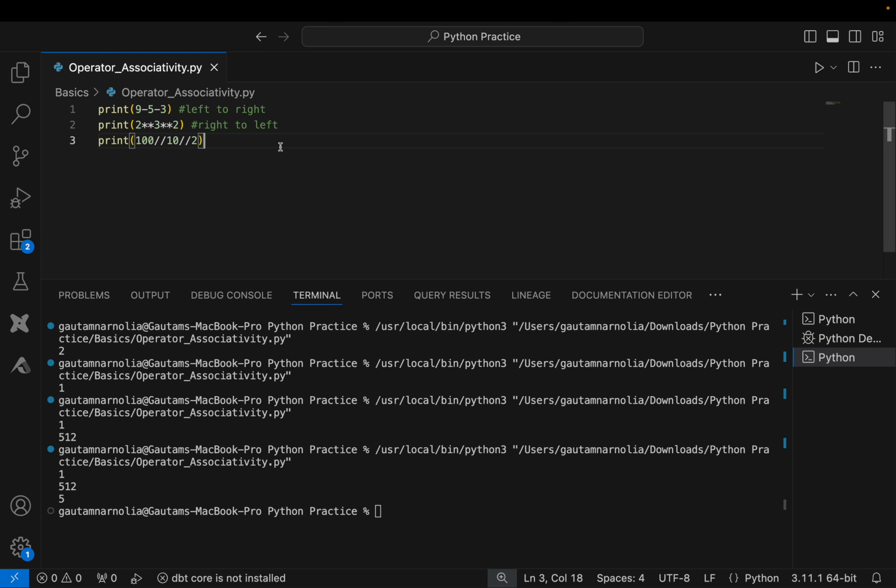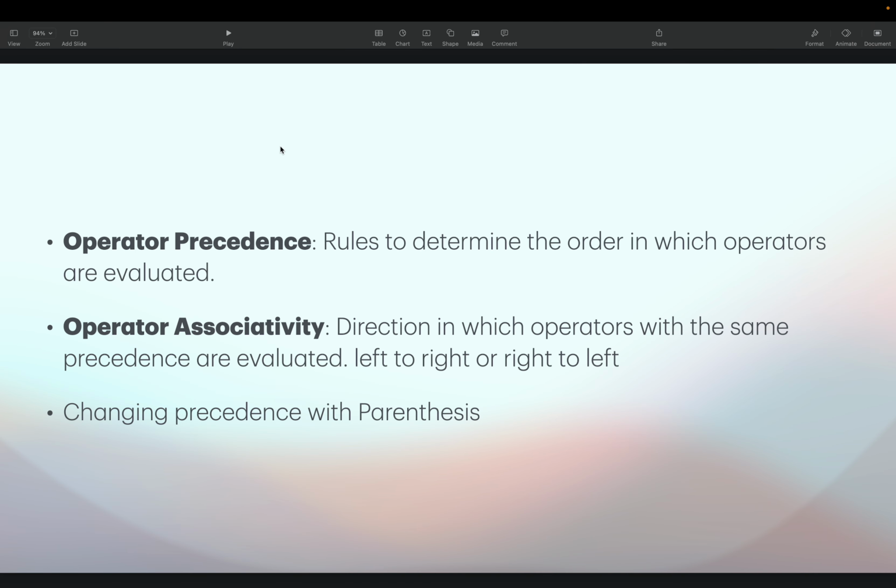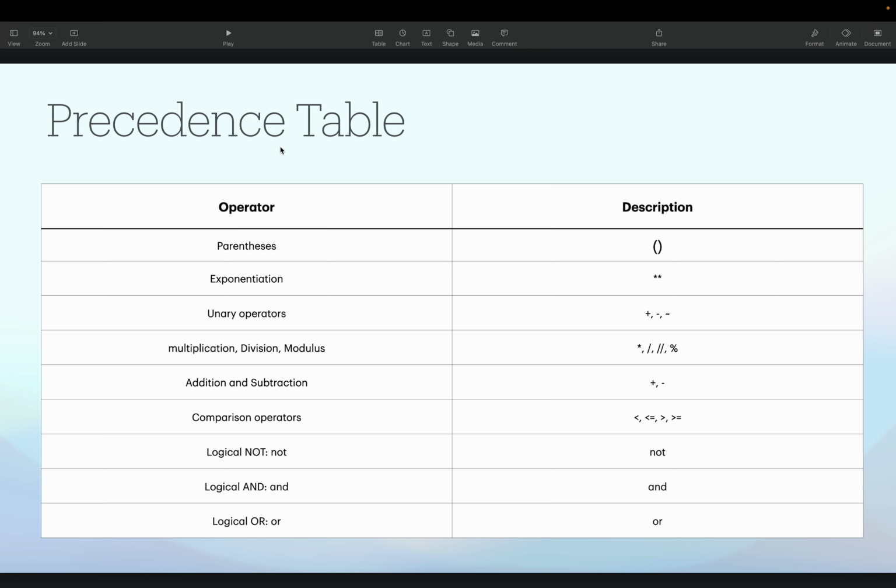I hope you like this video. There is one more thing that came to my mind when I was preparing the precedence table. What is the unary operator, and what is addition and subtraction? What is the difference between these two? Because here also we have addition and subtraction, and here also we have the same. So in the next lecture we will cover the difference between these two.